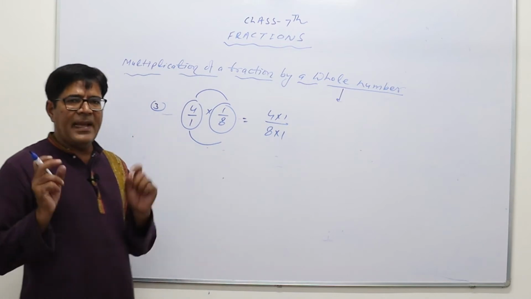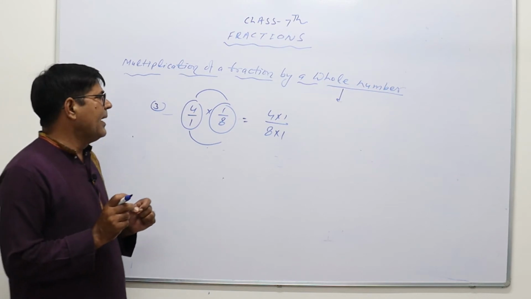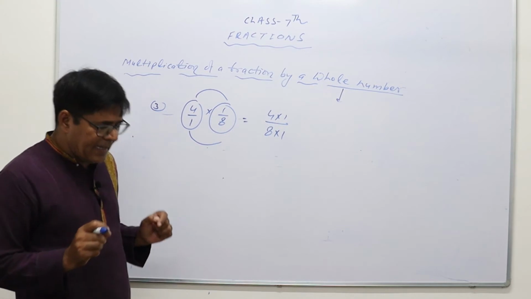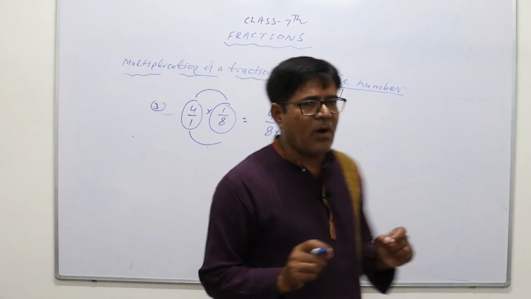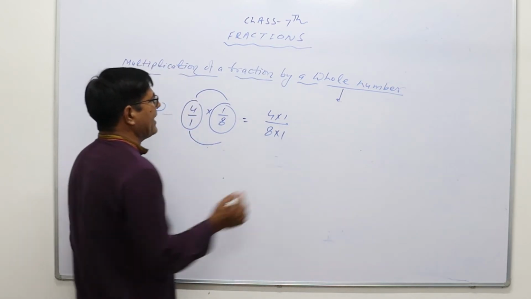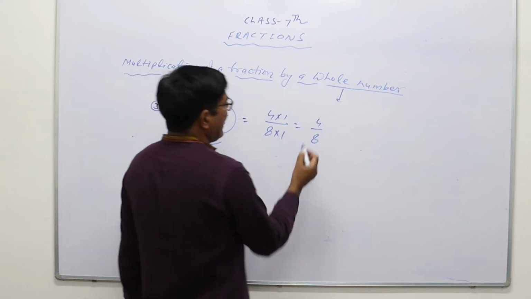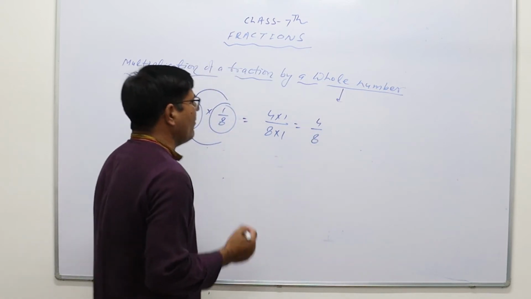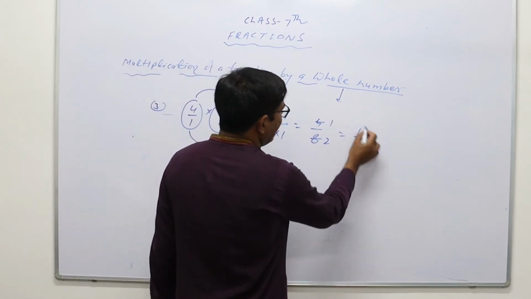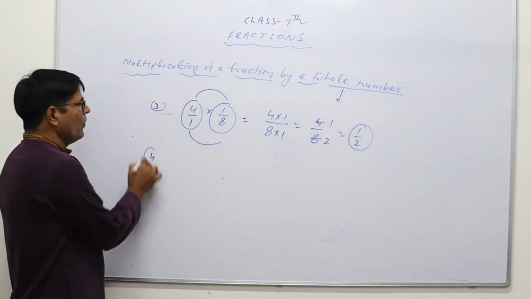Sometimes when we multiply two fractions, or a fraction with a whole number, the numerator and denominator in the product have some common factor, then we can divide by that common factor. So here 4 upon 8 is a fraction and they have a common factor 4. So 4 ones are 4, 4 twos are 8. So your answer in the simplest form or the standard form will be 1 by 2.